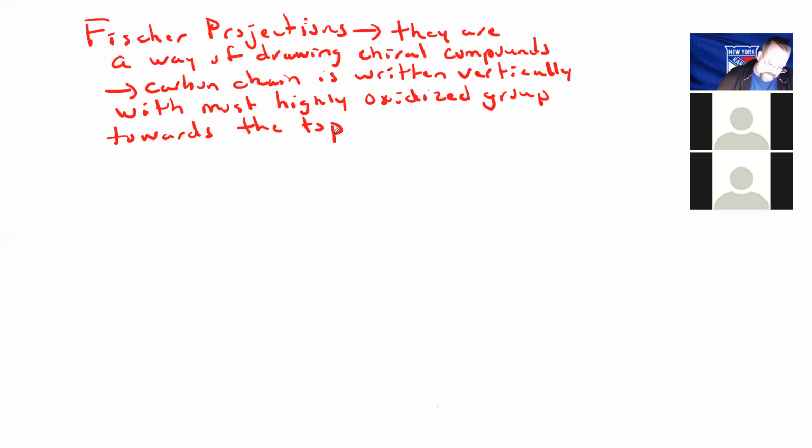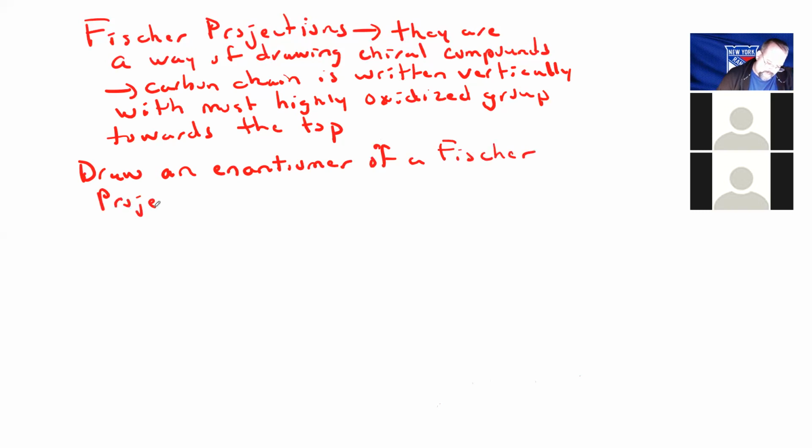Now, what I'm not going to have you do is take a structure and make it into a Fisher projection. I'm not going to ask you to do that. But what you do need to be able to do is draw an enantiomer of a Fisher projection. And specifically, what we're really going to ask you about, and we'll get to this, are your monosaccharides.